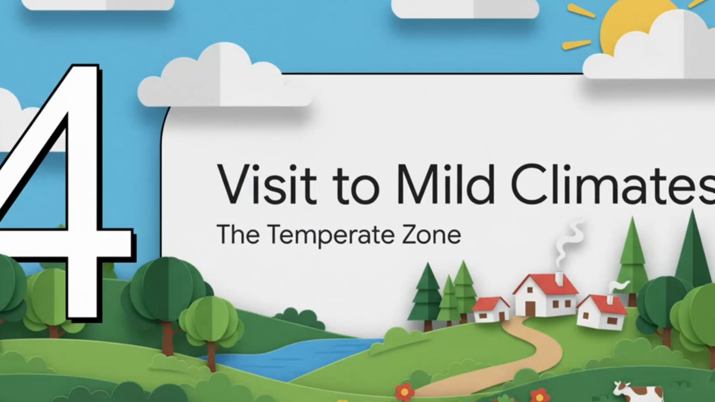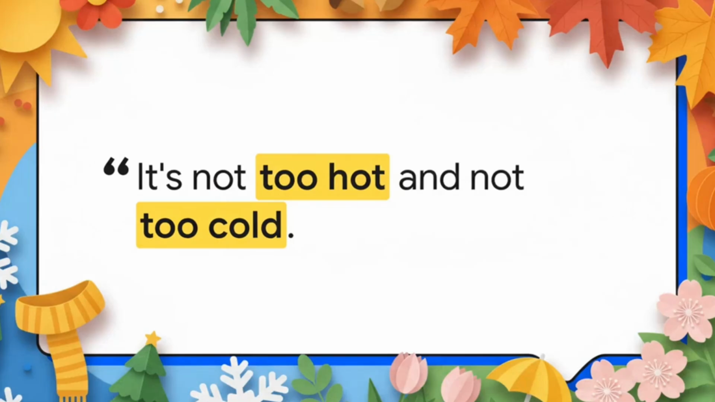Okay, let's leave the hot tropics and travel to our next destination, the mild climates of the temperate zone. A lot of us actually live in a place just like this. I like to call this the Goldilocks zone because, just like her porridge, the weather here is usually not too hot and not too cold. It's just right.